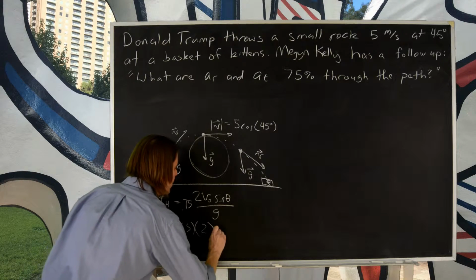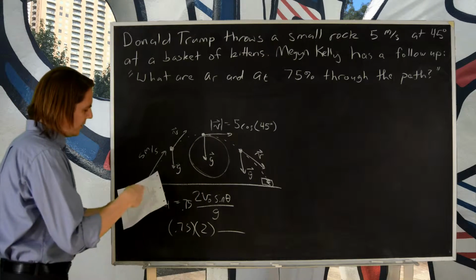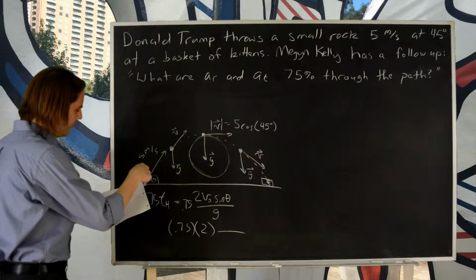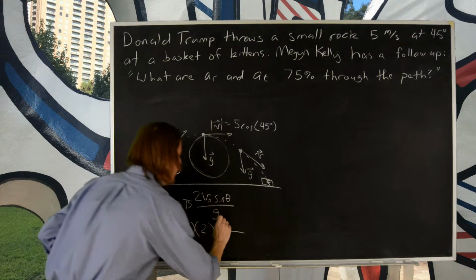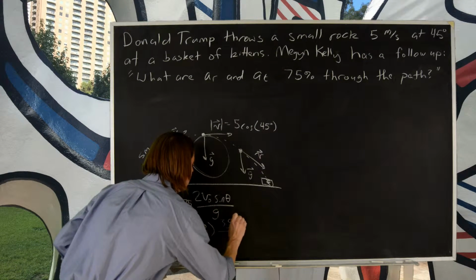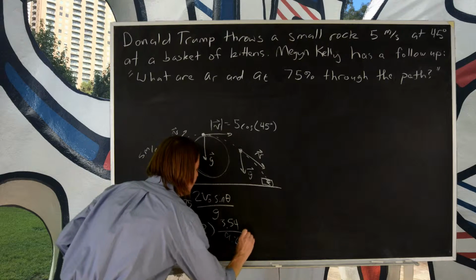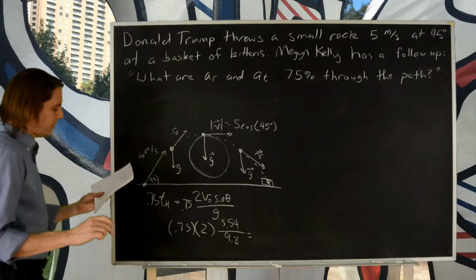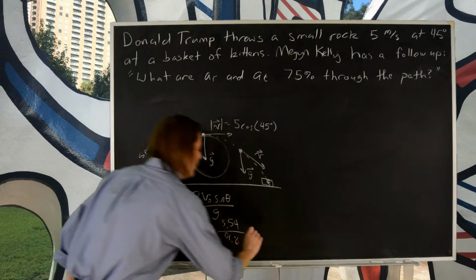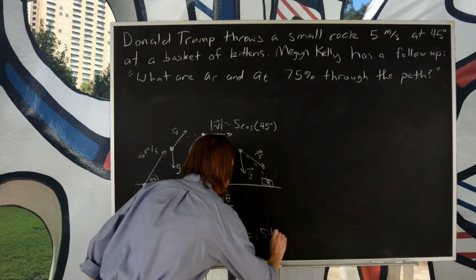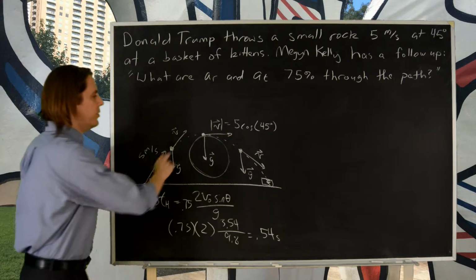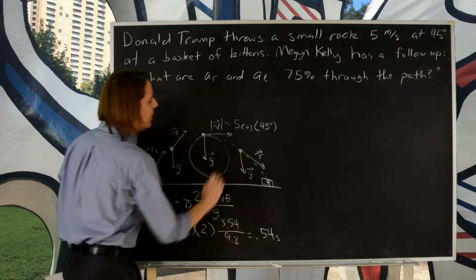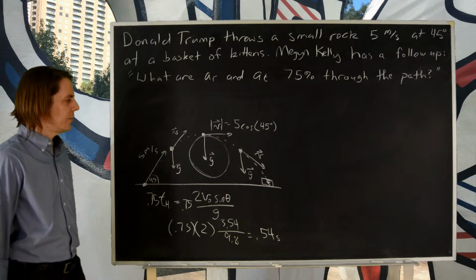So that's going to be 0.75 times 2, and then v naught sine, let's see, 5 times the sine of 45, I just worked out, it's 3.54 meters per second. And we're going to put that over 9.8. To get this time that we're looking for is 0.54 seconds. So this, and I guess that's about right there, occurs at 0.54 seconds.